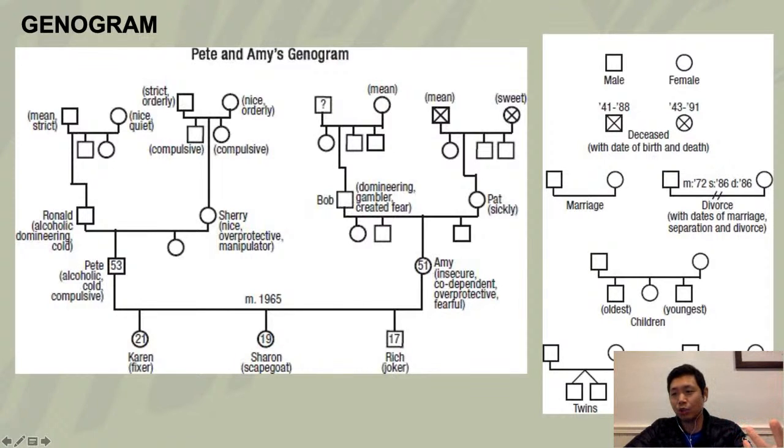It also shows you, right here, what kind of role they took in the family. Karen was a fixer. She always felt like she needed to fix things in her family. Sharon always felt like she was a scapegoat. And then Rich, the joker. In each family, there are certain roles that we all take because of the dysfunction or some of the brokenness that we see.